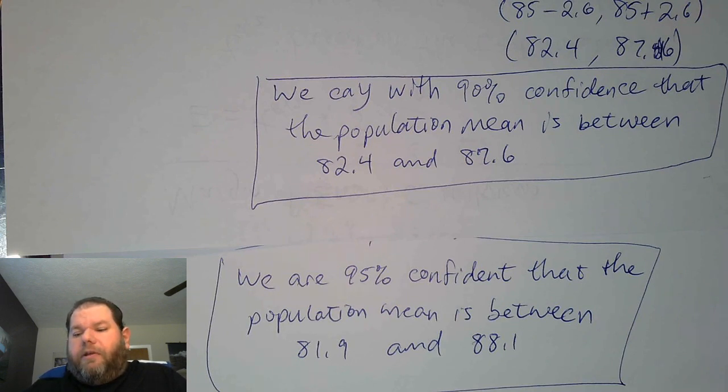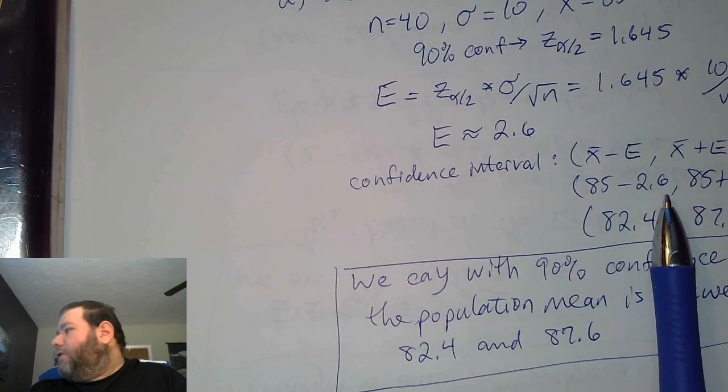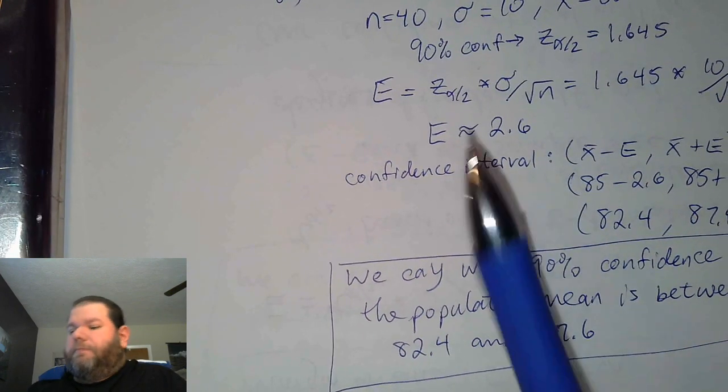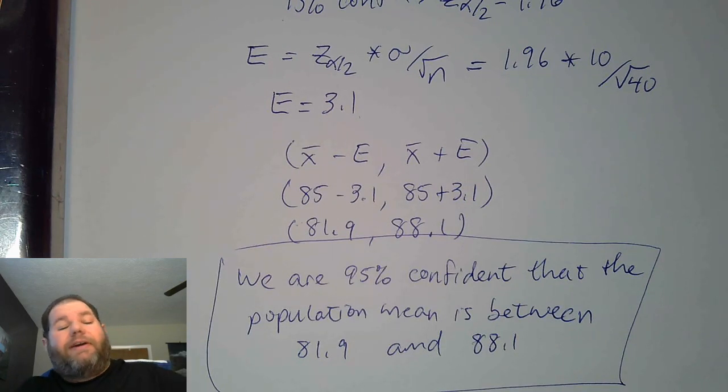Because in this first one, our margin of error was 2.6. And the second one, with the higher level of confidence, we had a margin of error of 3.1. And that difference between the two is entirely contained in that level of confidence.